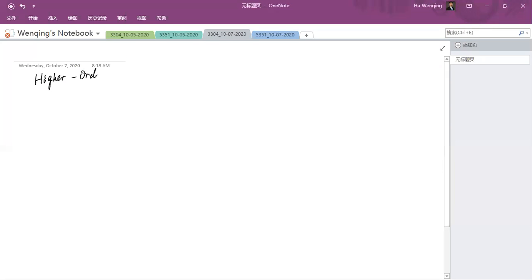Higher order linear equations. So how are we going to consider a higher order linear equation? Well, that means previously our equation has been of the form, for example, y prime plus p of t of y is equal to g of t.